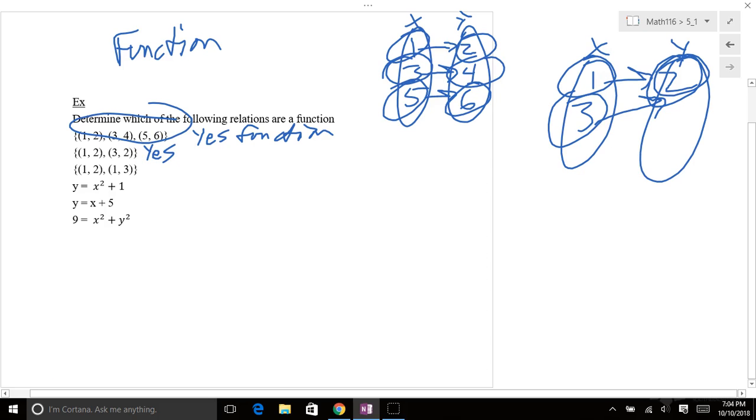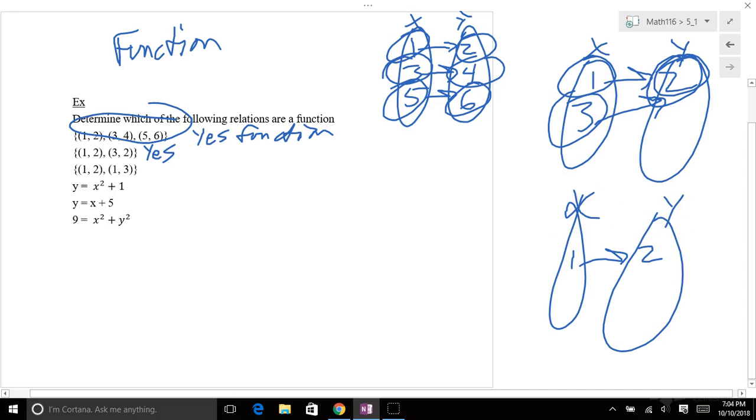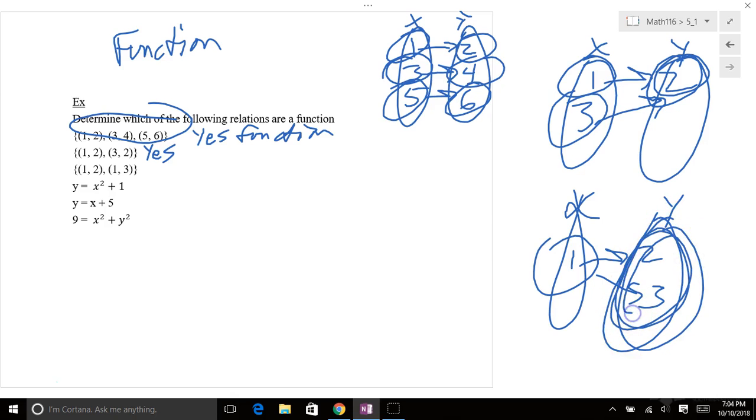How about the next one? 1 goes to 2, and 1 goes to 3. Here's my x, here's my y's. Well, for this x, there's two different y's. That's the problem. 1 goes to 2 and 1 also goes to 3. So this third one's not a function. Can you see that? That's not a function.